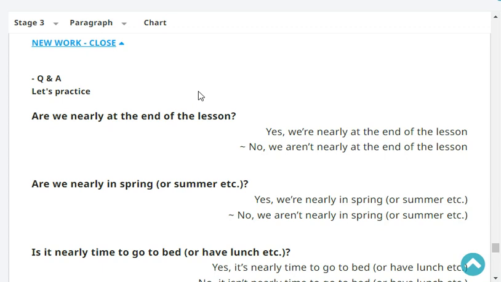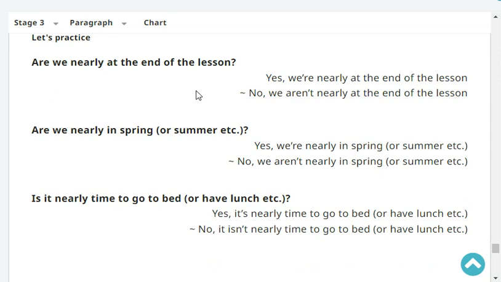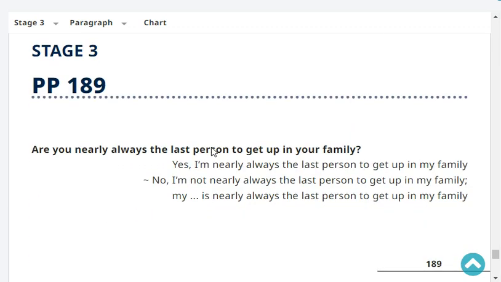Is it nearly time to go to bed? Yes or no? No. It isn't nearly time to go to bed. Oh, what time do you go to bed? I always go to bed at 11 o'clock. So it's not nearly that. You still have 2 hours. Very good.